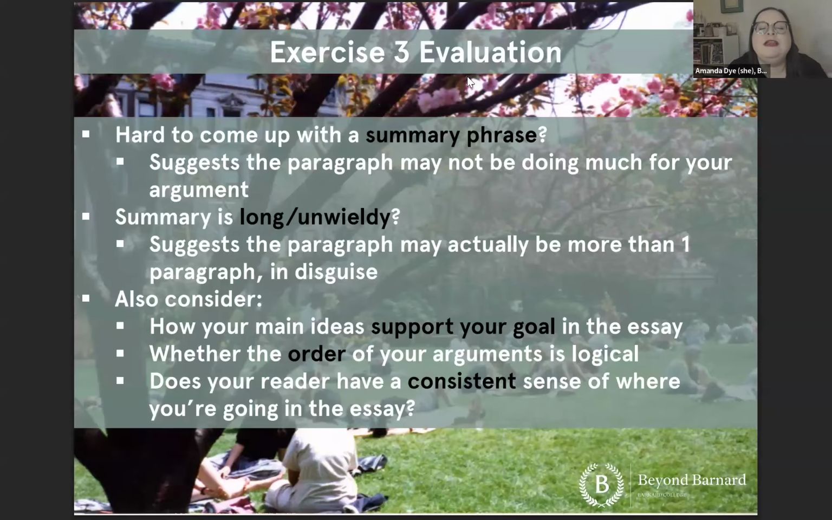This exercise is really helpful for a few reasons. Number one, if you're finding that as you're reading a paragraph, it's hard to come up with a single summary phrase, it may mean that that paragraph isn't doing as much for your argument as you think it is, right? That one might not have as much impact. If you're finding that your summary is really, really long, then maybe that paragraph is actually more than one paragraph, and you might consider separating those ideas or more clearly delineating them in some way.